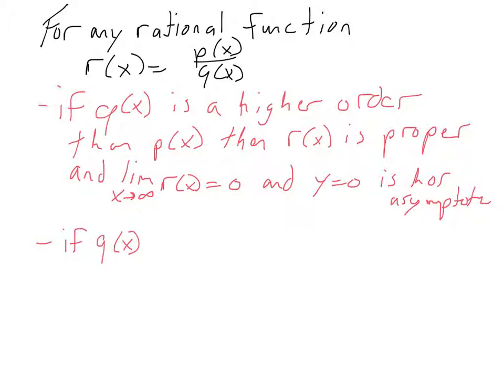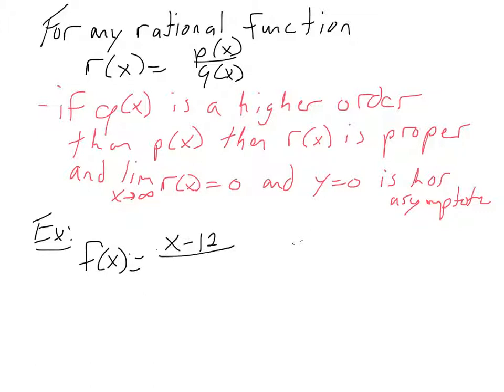On the other hand, if q of x is the same order as, actually, let's look at an example of that first before we go into the other possibilities. So this first scenario is if q of x is a higher order. So for example, if we have the function f of x equals x minus 12 over 4x squared plus x plus 1.